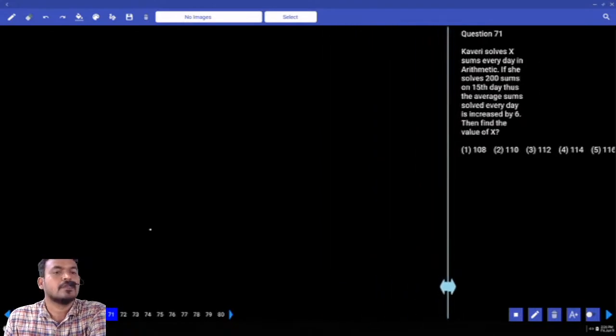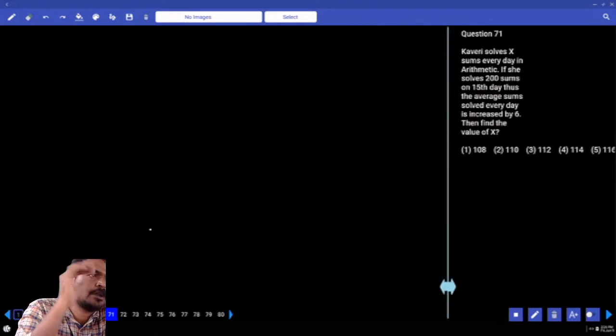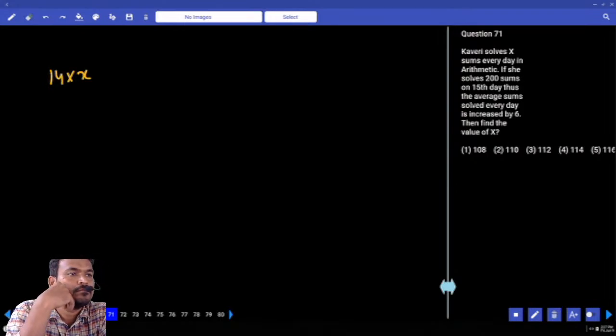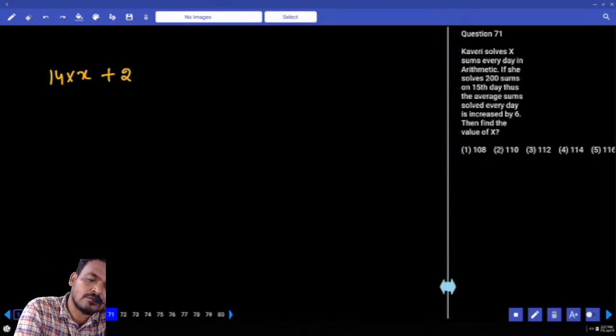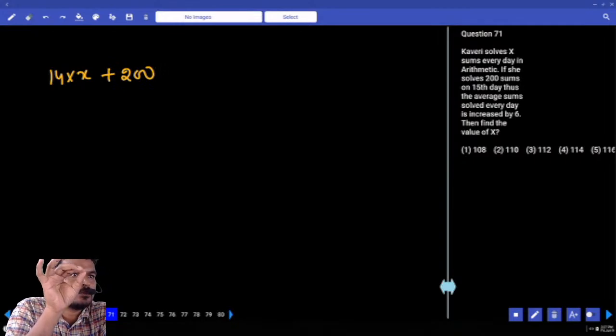Or the general procedure. Initially every day how many sums are there? X sums. Every day X sums. 15 days, 15 into X or not? 15 into X. Before the 15th day, how many days are completed? 14 days. Every day X sums means 14 days, 14 into X. That is number of sums. On 15th day, how many sums are solved? 200. 14 days sums plus 15th day sum equal to total how many days sums? 15 days sums or not?